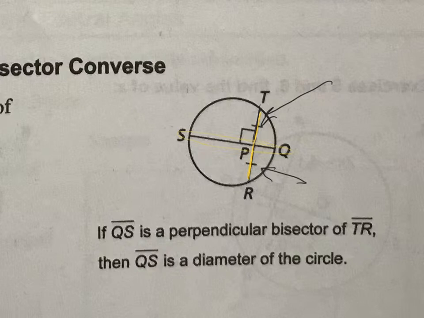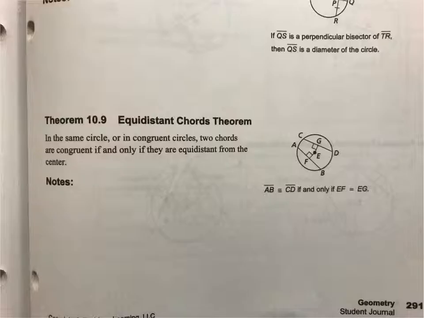So if you have this line that goes through and hits this chord, if you can show that this piece is equal to that piece, then you have a diameter. If you can't prove that these two pieces are congruent to each other, then you don't have a diameter. That's the whole point of this. All right, next. Right now we're just going through the theorems, and we'll talk about how to do this.